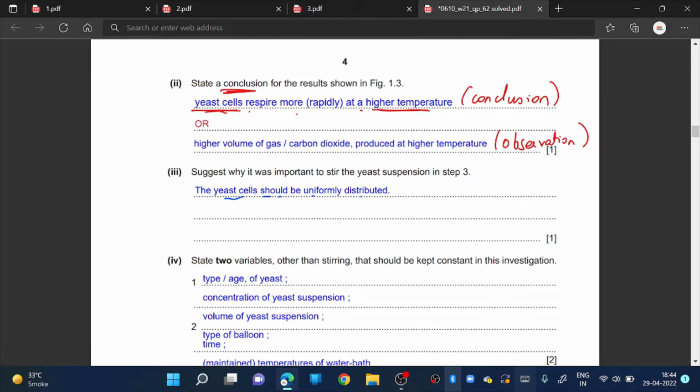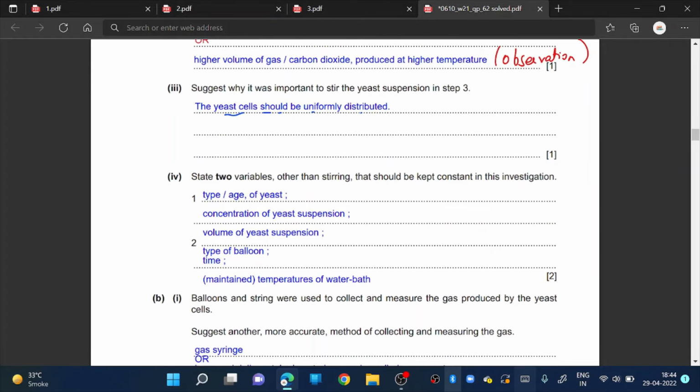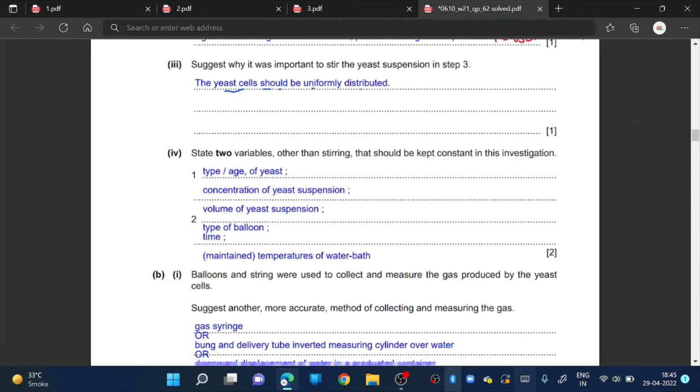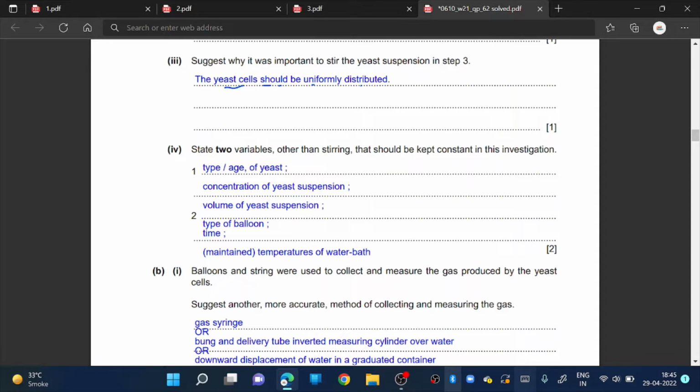Now, state two variables other than the stirring that should be kept constant in this investigation. What do you mean by the term constant? That means it should be kept the same. Every time we do an experiment, we will always repeat the experiment at least 2 more times, that is in all 3 times at least, so that we can find an average mean for this experiment, or we can remove all the errors or the anomalies. Okay, so here, two variables other than the stirring that should be kept constant.